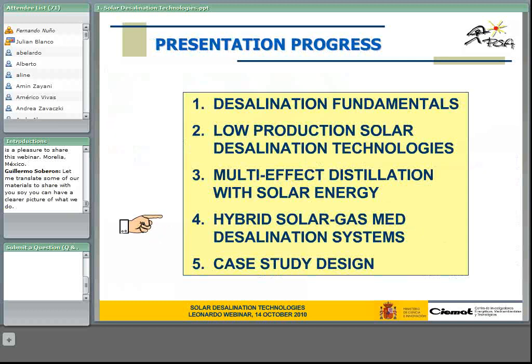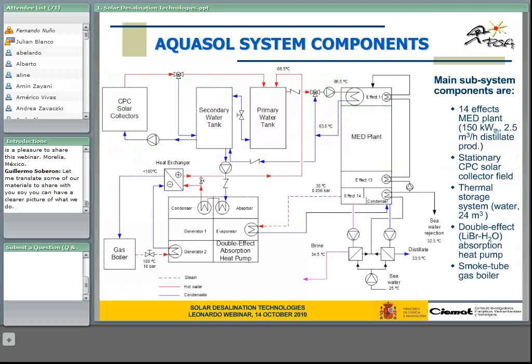I'm going to discuss now the latest configuration that we have at this plant. After a number of developments during the last years, we installed a system that we call the AQUASOL system. This is based on the same MED plant, the 14 effects. We installed a flat plate type collector. This is CPC, compound parabolic concentrator, but it is like a flat plate to produce the energy, because we think that we need energy only up to 60 or 70 Celsius maximum.